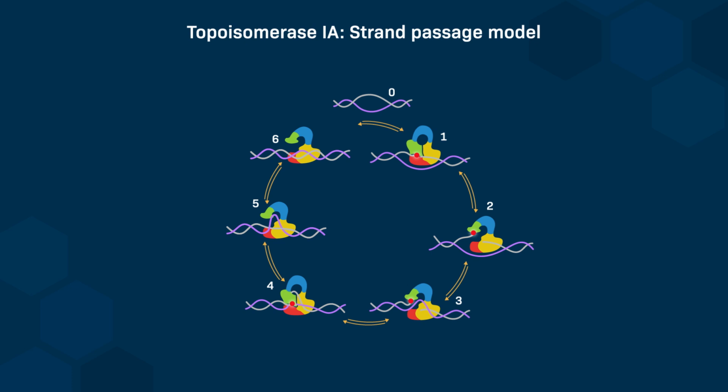The final step involves another conformational change, returning to the open conformation. Ultimately, this process alters the twist number by 1. Subsequently, the enzyme dissociates, which releases the DNA and prepares to initiate a new catalytic cycle.